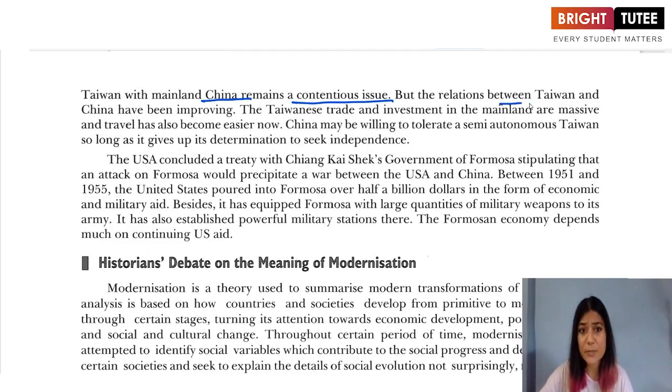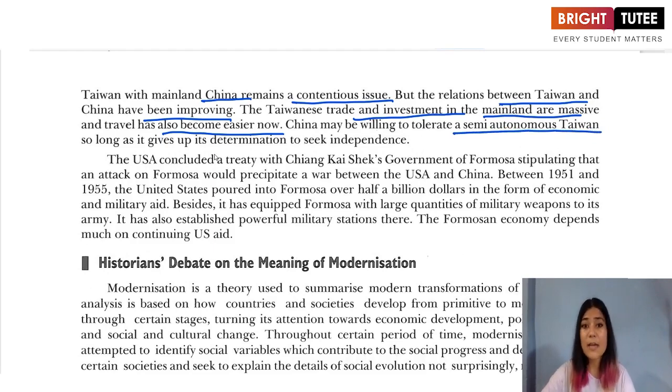But the relations between Taiwan and China have been improving. Taiwanese trade and investment in mainland China are massive, and travel has also become easier between China and Taiwan. China may be willing to tolerate a semi-autonomous government in Taiwan as long as it gives up its determination to seek independence. So Taiwan is seeking independence, trying to become an independent country, but China may not tolerate that.